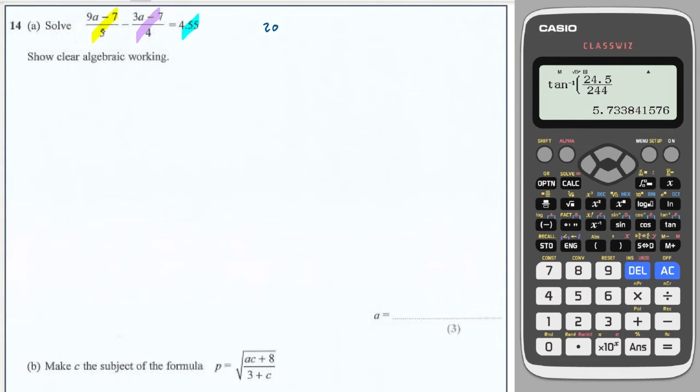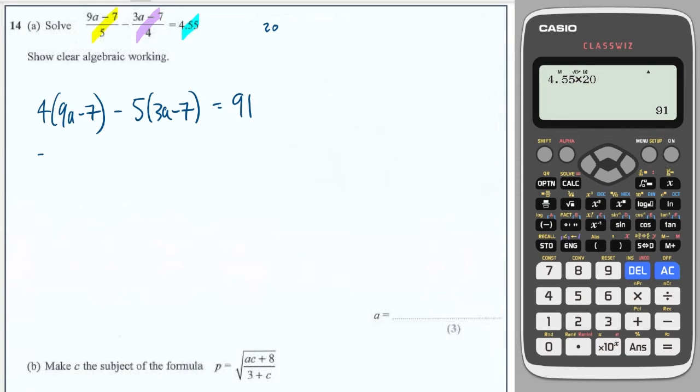Well, 5 will be cancelled out the bottom, which will leave me with 4 left over, so it'll be 4 lots of 9a minus 7. And if I times the purple one by 20, again, a factor of 4 will be cancelled out, so you have 5 left over to still times through by. And then 4.55 times by 20 is 91.